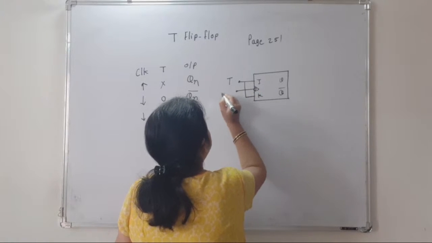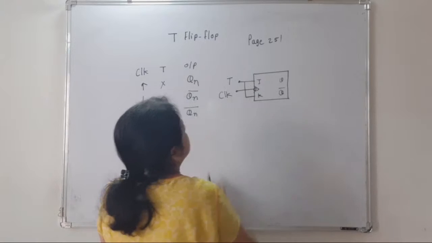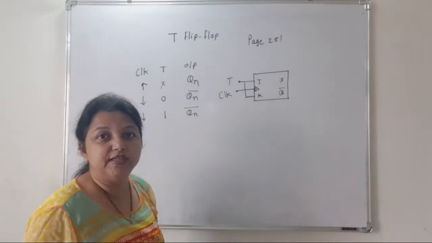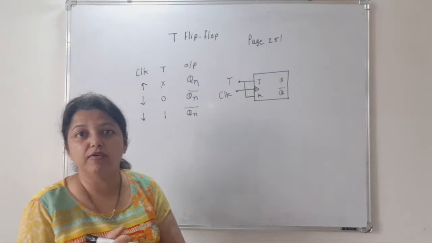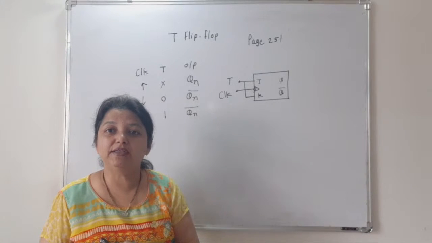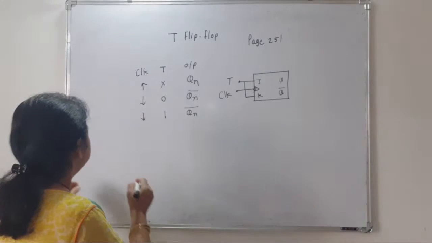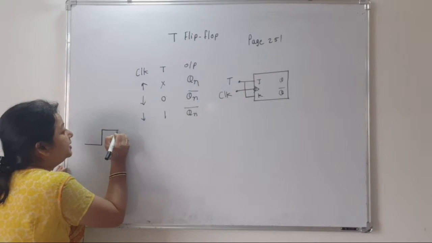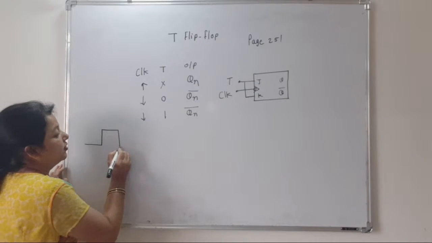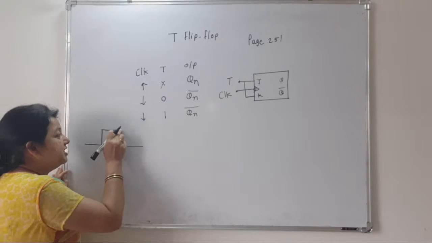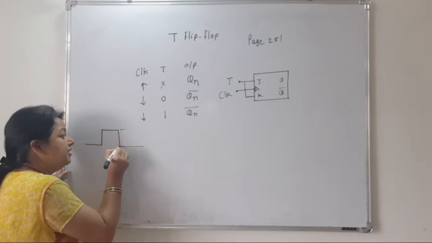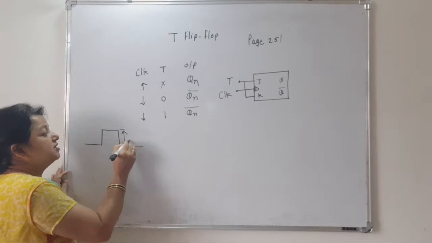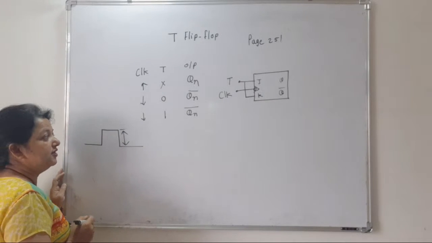And here negative clock is provided. Means this T flip-flop is a negative edge triggered flip-flop. Now first you have to understand what is a negative edge triggered flip-flop. Means this one is the positive edge of the clock and this one is the negative edge of the clock. Means the flip-flop changes its state during this time interval only.